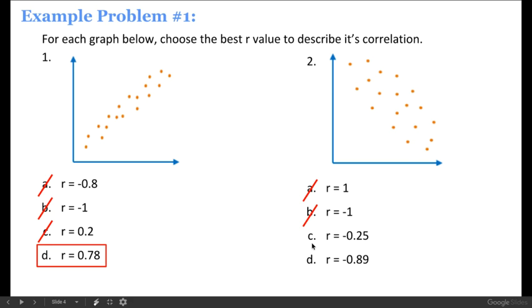So it's either going to be between C or D because they're both negative, but I would describe this as weak because it's really spread out. So the weaker one is closer to 0. So that would be C. That's our better answer because D is negative and strong.